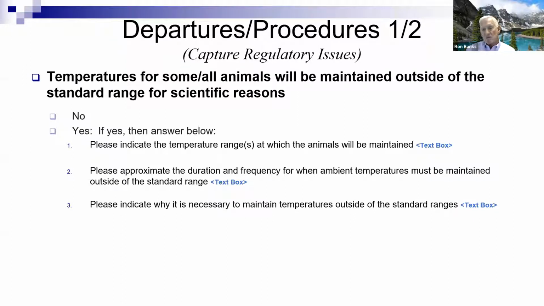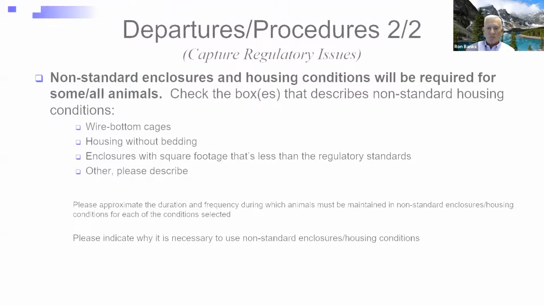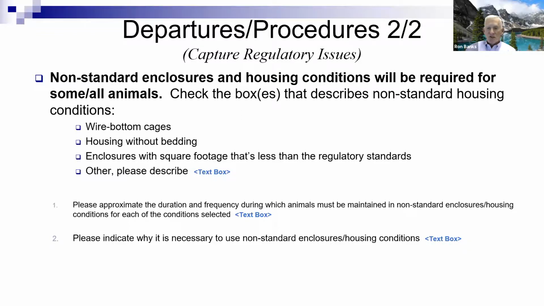And if that would be the case, then they should specify what the proposed ranges would be, the duration and frequency for continuing in that particular ambient situation, and then why it would be necessary to do that for their particular study. Next slide, sir. Another example might be non-standard housing conditions or non-standard enclosures that could be necessary for scientific investigation for some or all of the animals in the study.